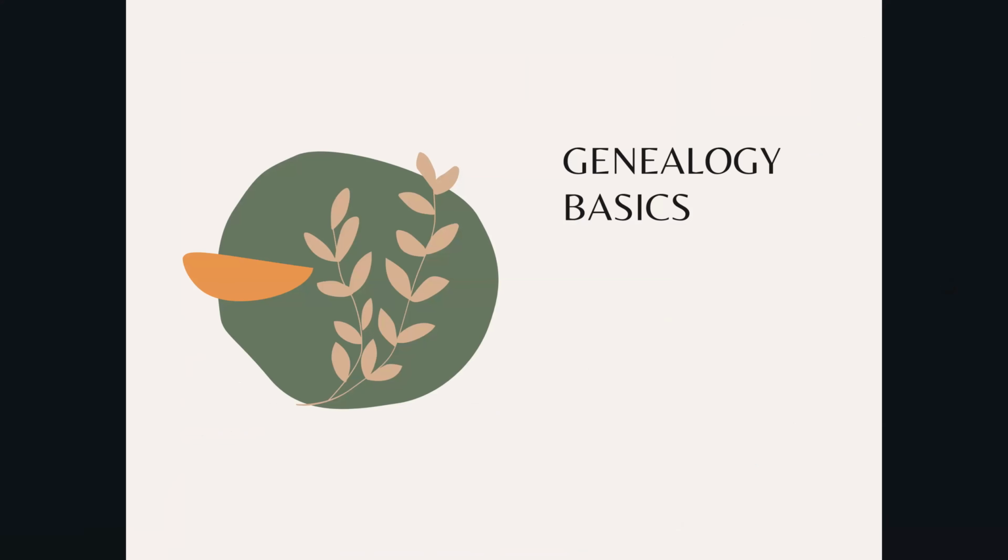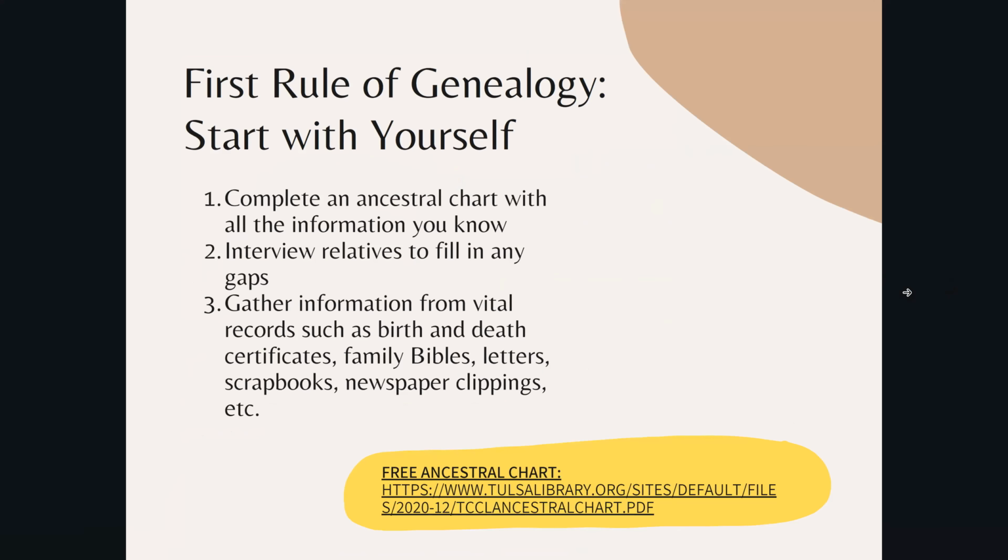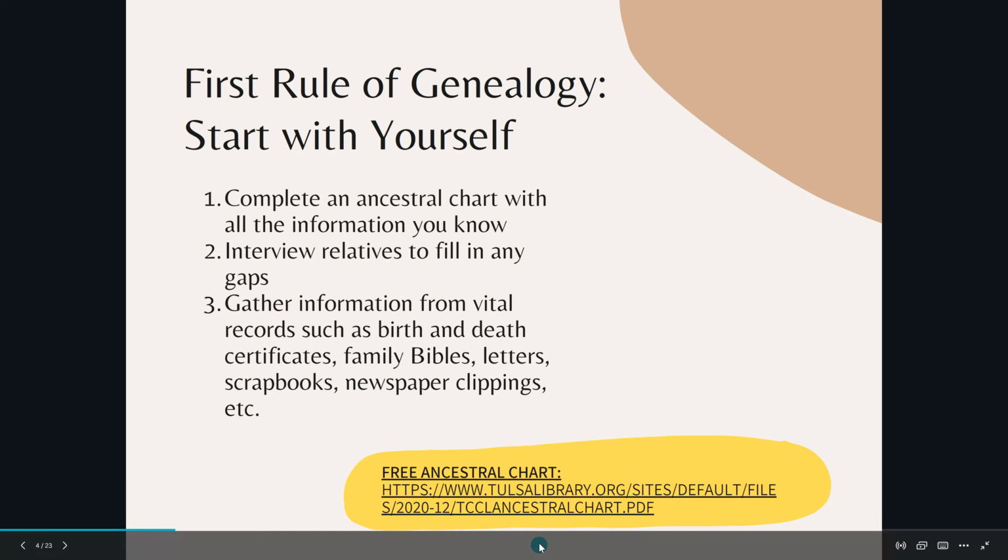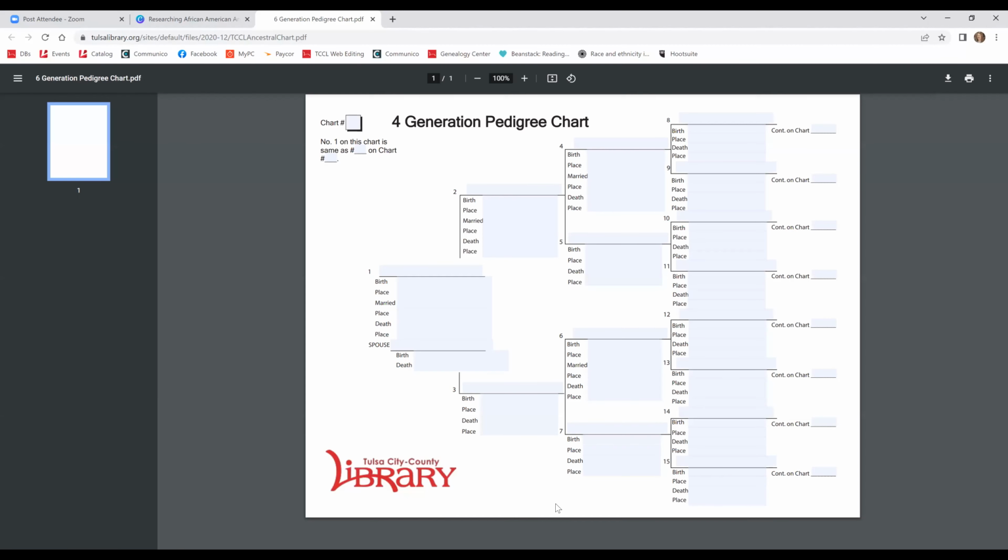First off, before we dive into the resources, I'm going to go over some genealogy basics in case you are completely new to genealogy. The first rule of genealogy is always to start with yourself. That entails completing an ancestral chart with all the information you know about your family. And we actually have a free ancestral chart available on our website. If I click on it here, we'll get linked to it.